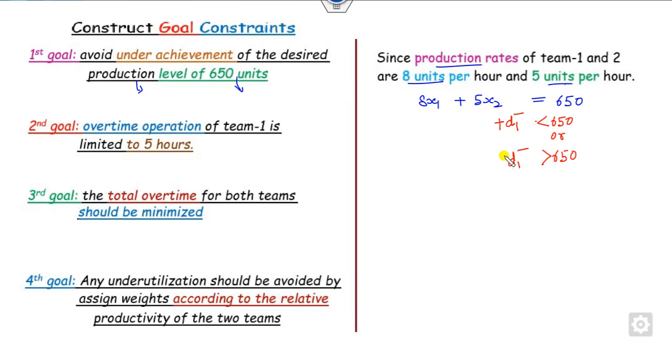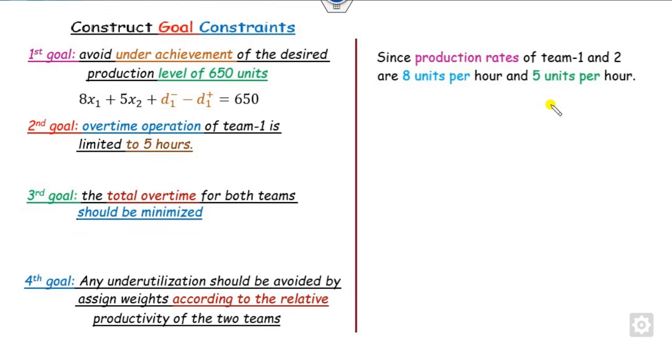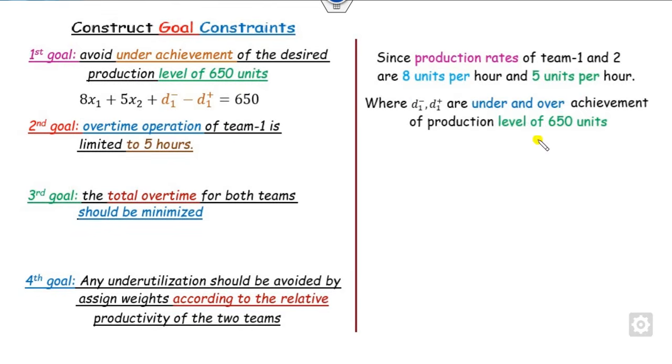Here d1 minus and d1 plus represent the under- and over-achievements of the production of 650. That is, whether you produce fewer than 650 units or more than 650 units, these basically represent the deviations from the actual target.